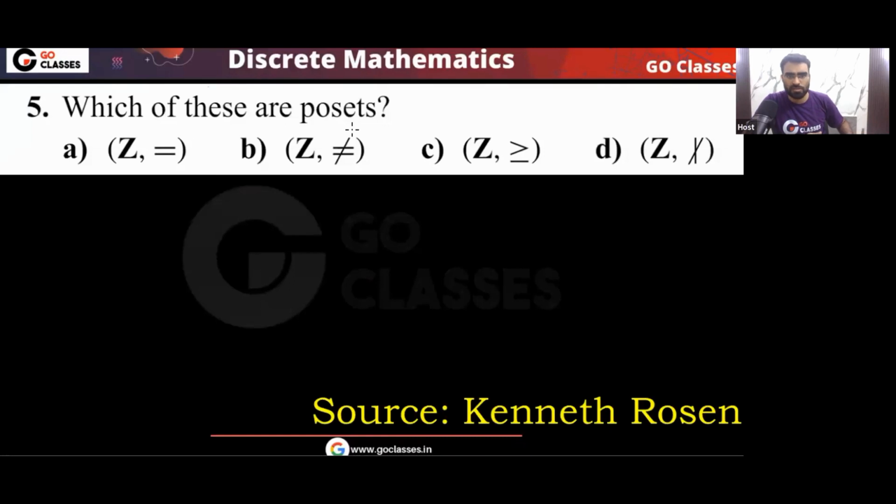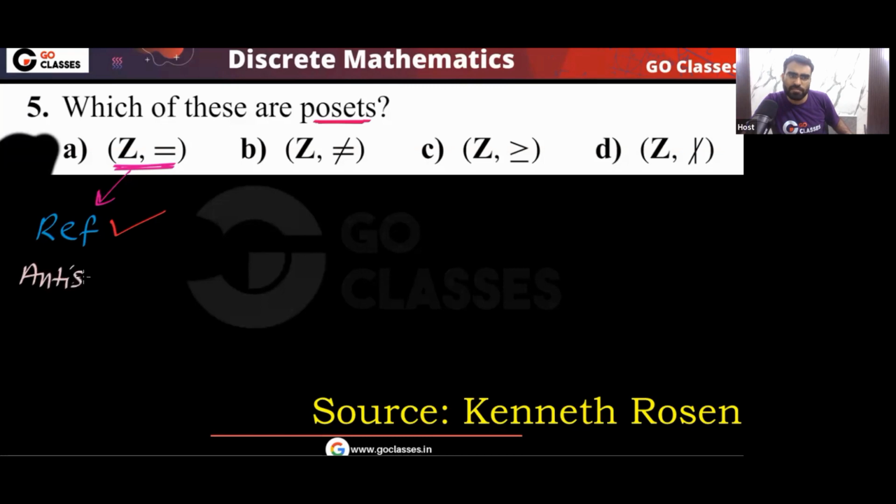Now let's solve this question. This is another question from Kenneth Rosen. The question is saying which of them are POSET. Is this a POSET: set of integers, equal? See, equality is reflexive. Yes, this is reflexive. Is this anti-symmetric? Yes, this is definitely anti-symmetric also. There is no violation of anti-symmetric.